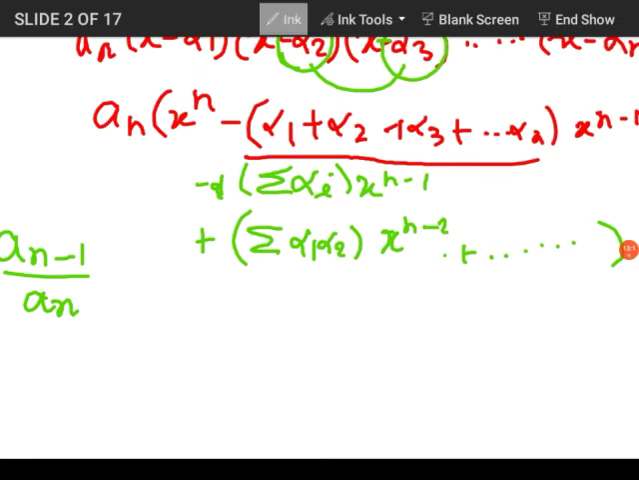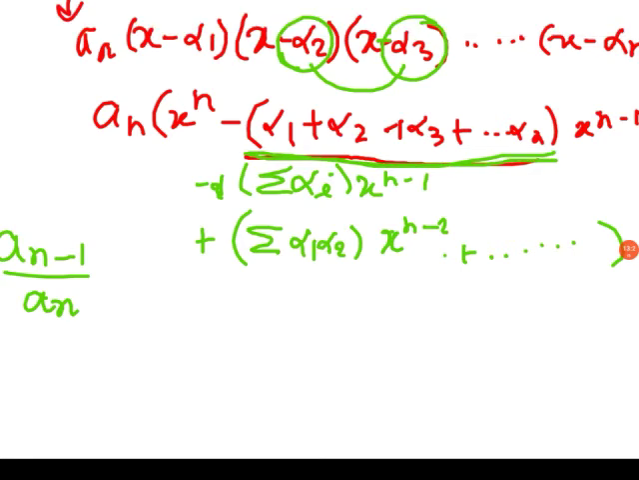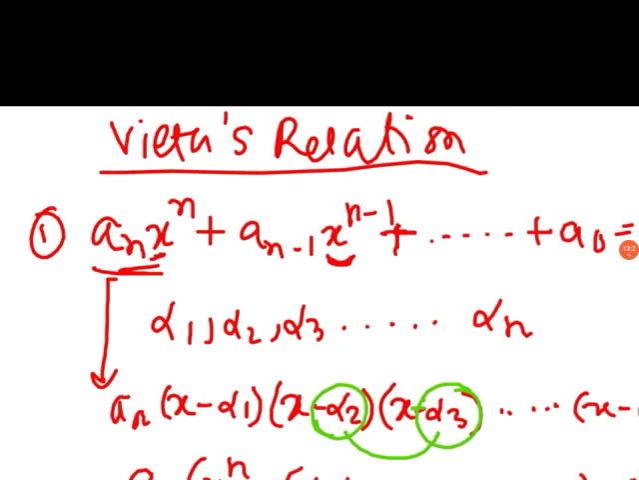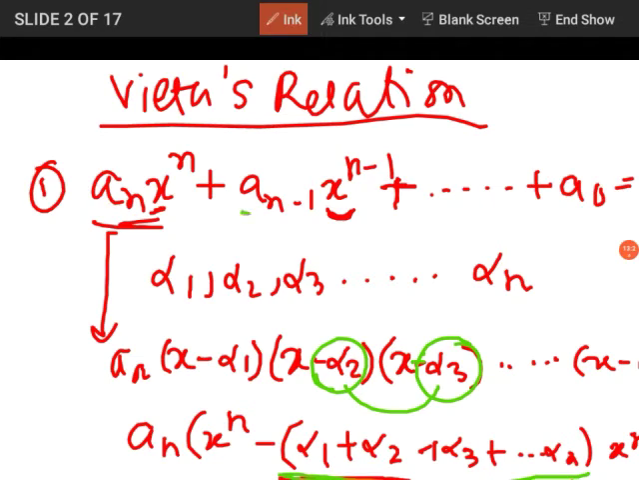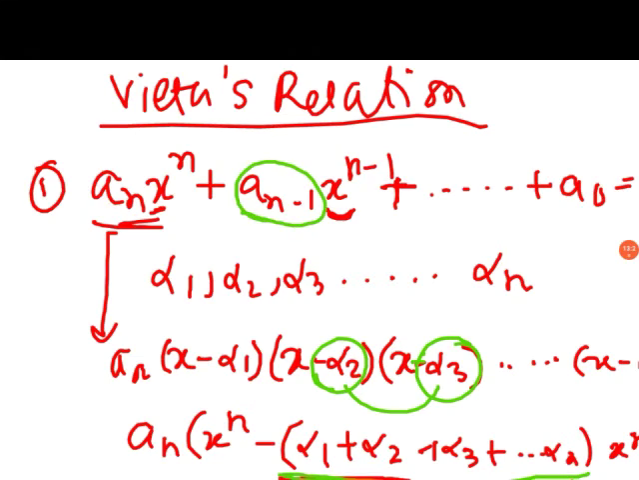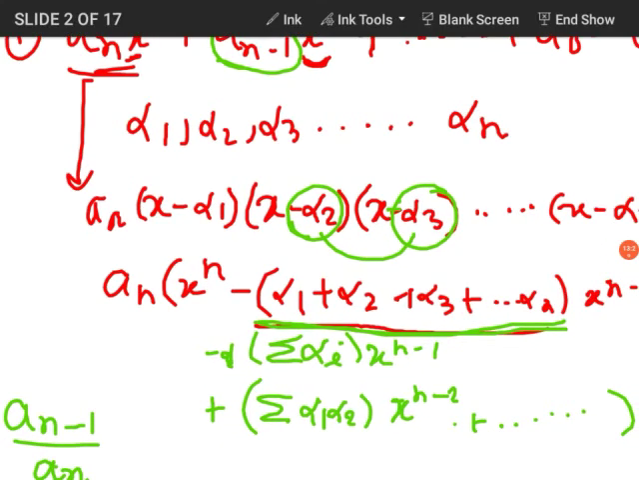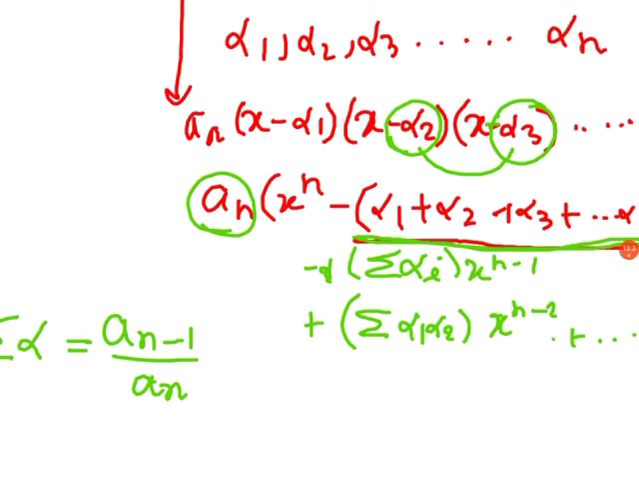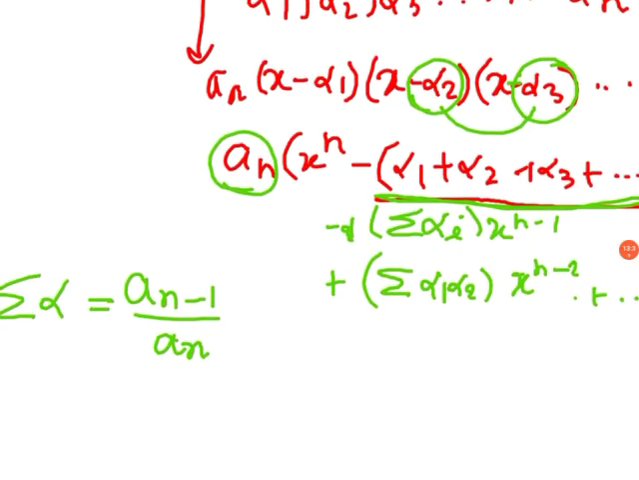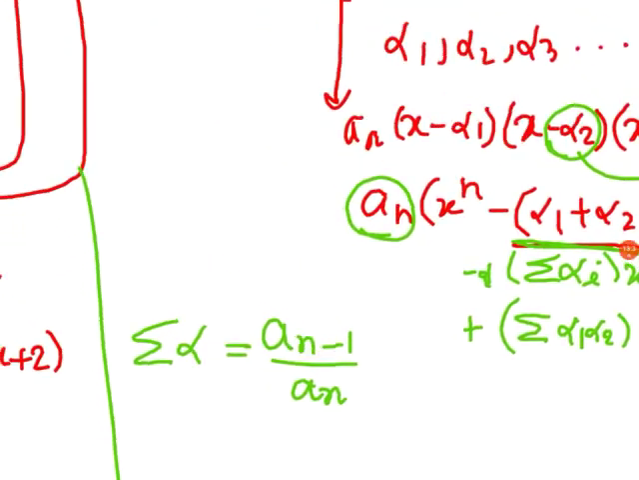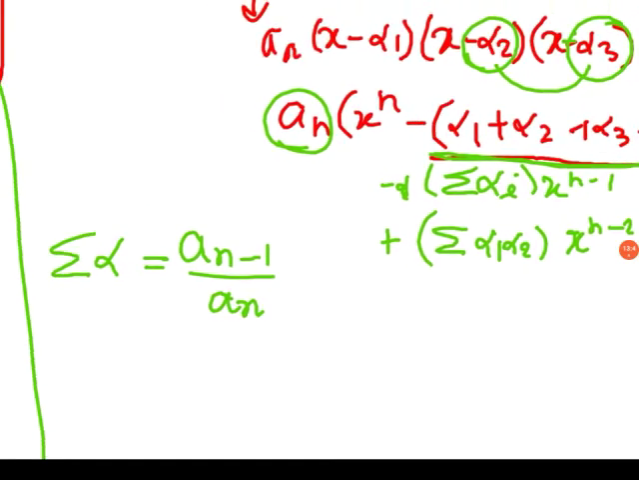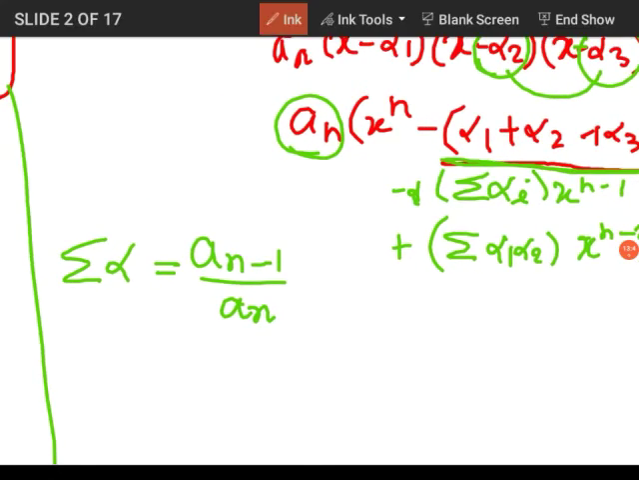From here we find that the coefficient of this one is a n minus 1, correct? But now here a n is extra, so in order to remove it, we are dividing this with a n. So the sum of the roots taken 1 at a time will be a n minus 1 upon a n.